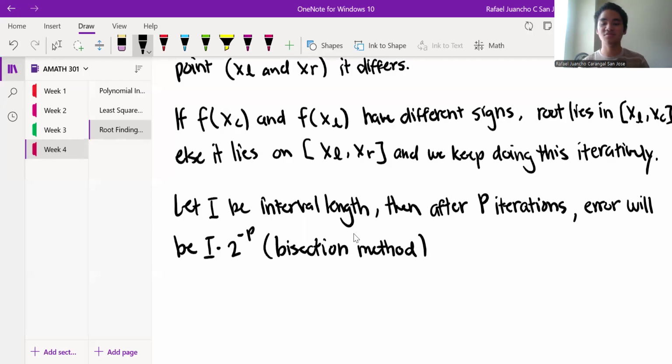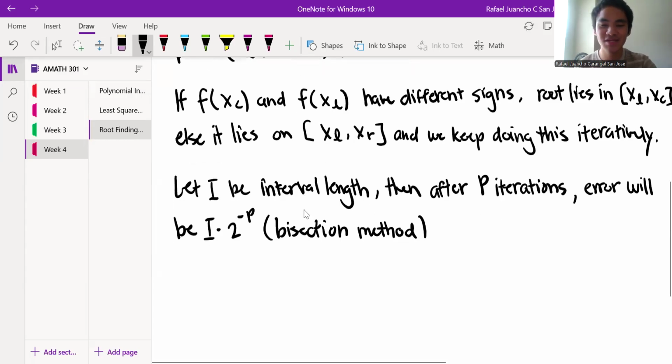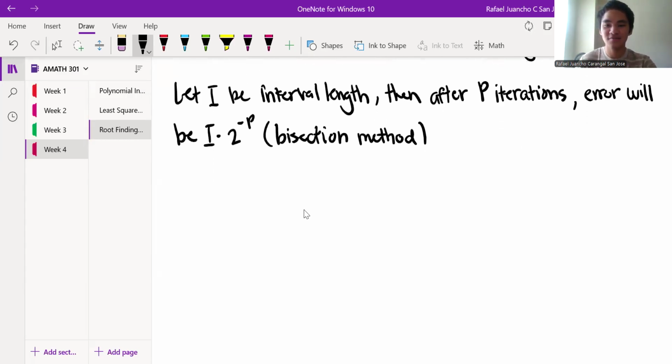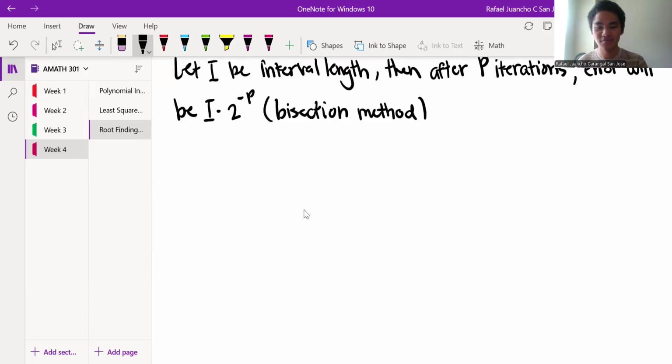Well, this is the bisection method. Since we know that this is a negative exponent, as we keep doing this, our error will get smaller and smaller. That's what's happening, right? Our error will become smaller. And so that's the bisection method.